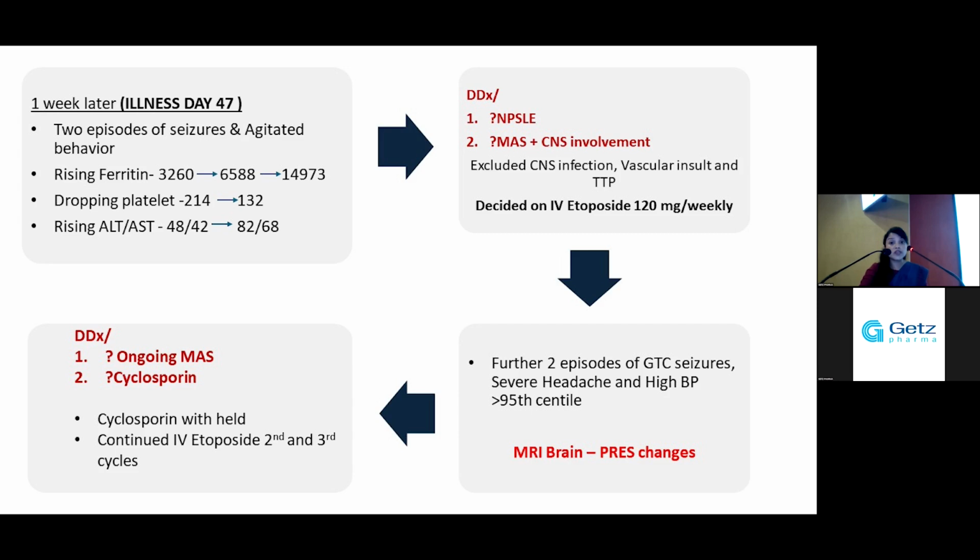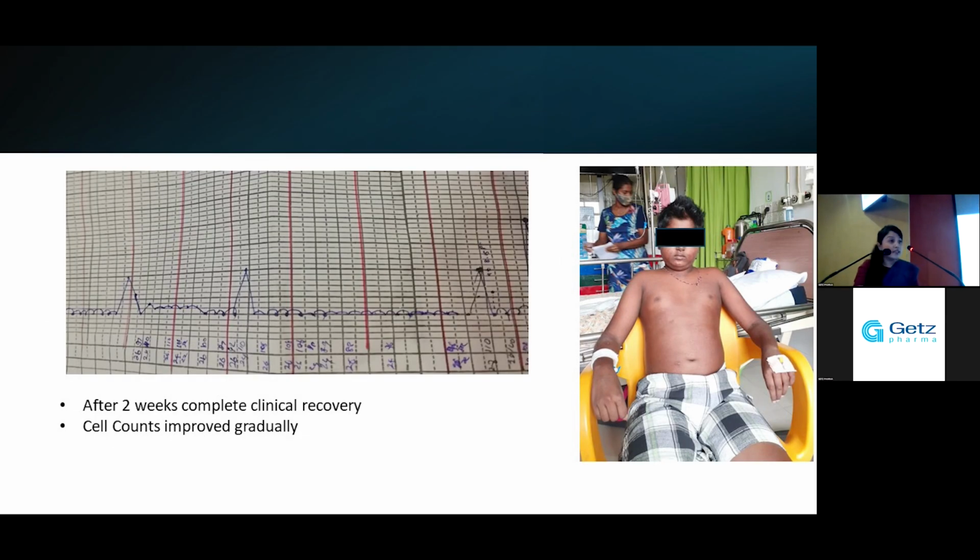What are the causes for PRES in the background of a patient who is being managed for a mass? Whether this is the ongoing mass with CNS involvement, or whether this is due to cyclosporin-induced PRES or hypertensive encephalopathy. So considering both these differentials, we withheld cyclosporin and decided to continue IV etoposide for 2 doses. So after 2 weeks of this extensive medication, we were able to achieve a complete clinical recovery.